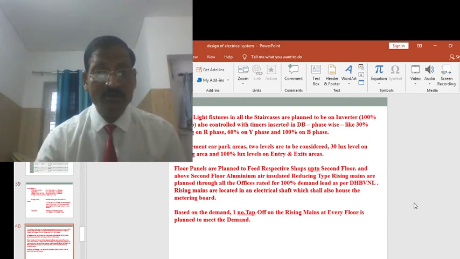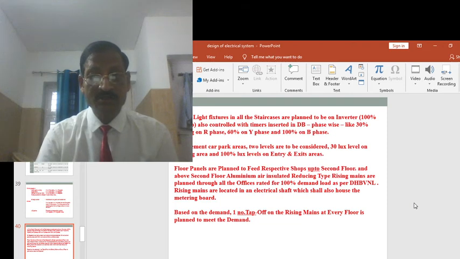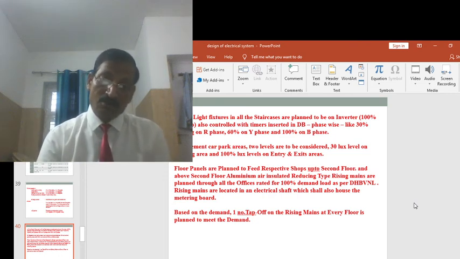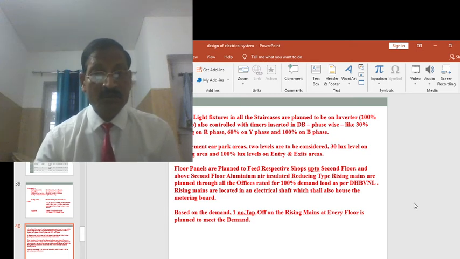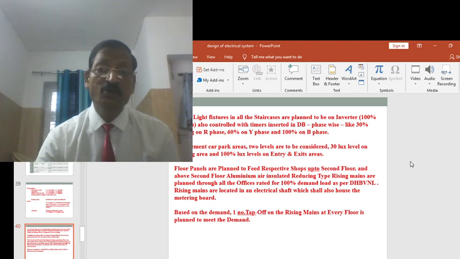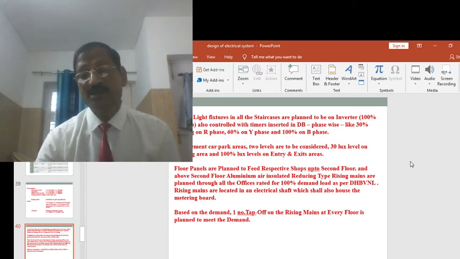All the light fixtures in all the staircase are planned to be on inverter 100% backup. Also controlled with the timer, whether it's a street light or corridor light, we connect with the timers for energy saving. So on different phases we use the timers, or in case of a road light or street light, sometimes we use the sensor. As the sunlight goes, the light will automatically on. As the sunlight will come, the light will switch off.